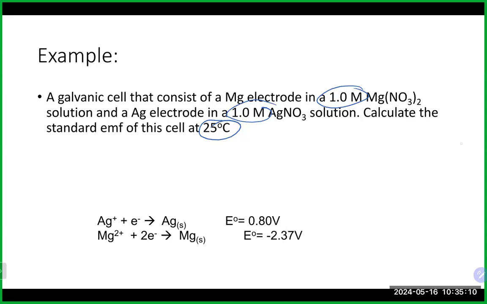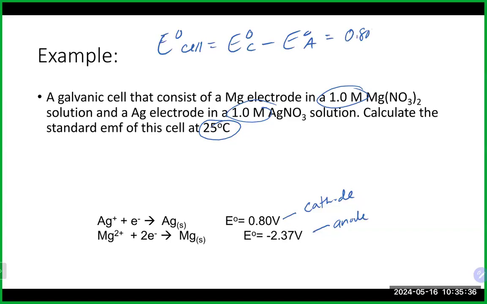Here, we're not really told what's going on. So again, we're going to go with the more positive as our cathode, which would be the silver in this case. And our anode would be the magnesium. If we just want to calculate the cell voltage, once again, you could just roll with the subtraction version. As soon as you identify it like that, you just pop in the number 0.8 volts minus, and again, I'm not going to change the sign because I'm subtracting. That's going to give you 3.17 volts.